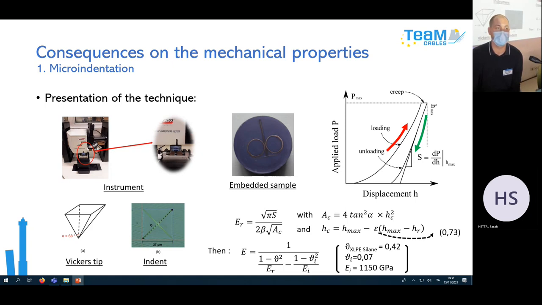No. Because I know the Vickers test for metals, and it is kind of different because you release and then you measure the size of the indent after. Here you do the same also, but you measure the size of the indent by measuring the height at which you went into the material, and then you have the area of contact, knowing the geometry of the tip. So you have the AC here. And by doing that, you can measure this reduced modulus by using the Oliver and Pharr formula. That's interesting. Thank you very much.